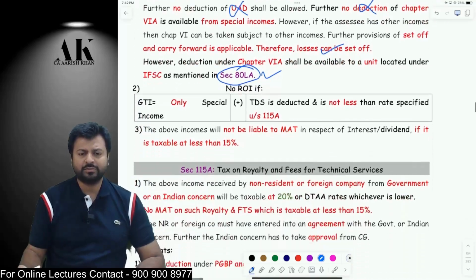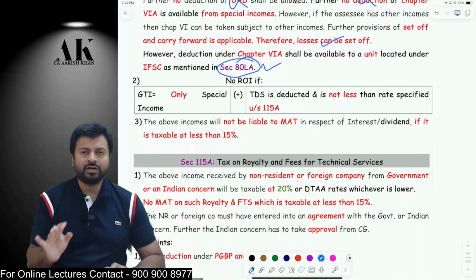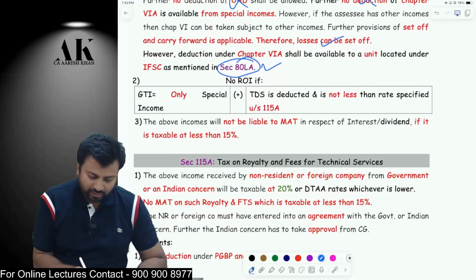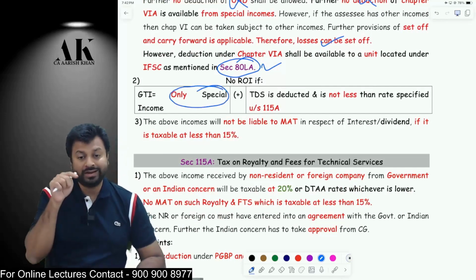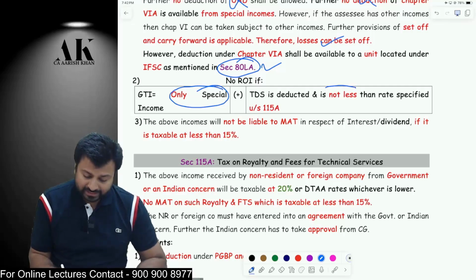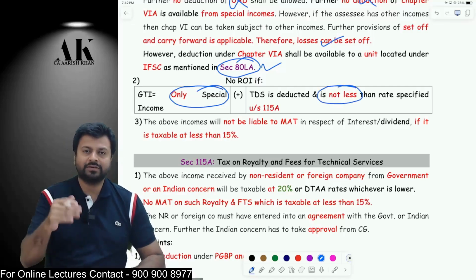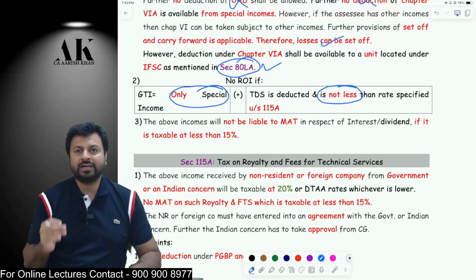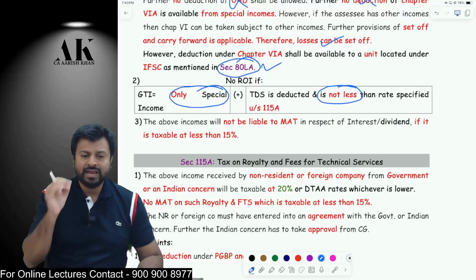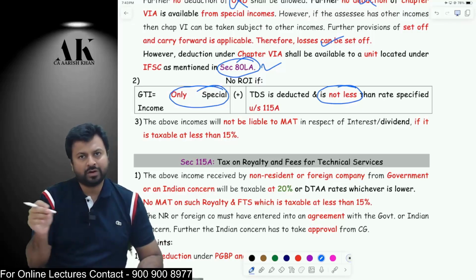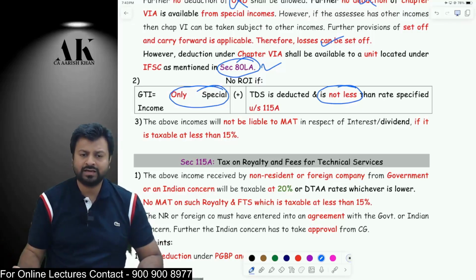Is the non-resident supposed to file the income tax return? The non-resident is not supposed to file the income tax return if the non-resident only earns this special income, and the TDS is deducted at a rate not less than the rate specified in 115A. So if the TDS is deducted at the rate specified in 115A and the only income is this interest income or dividend income, then the non-resident is not liable to file the income tax return.